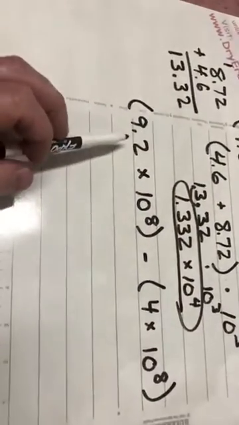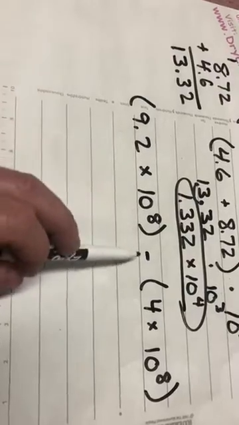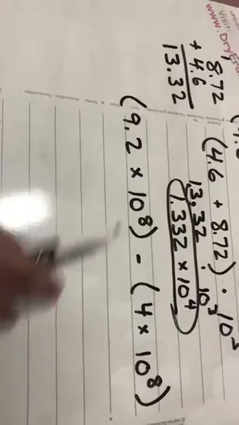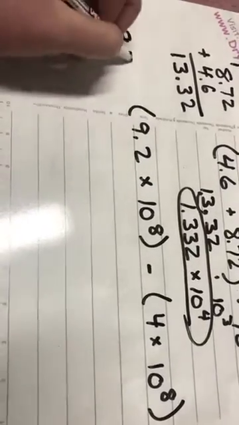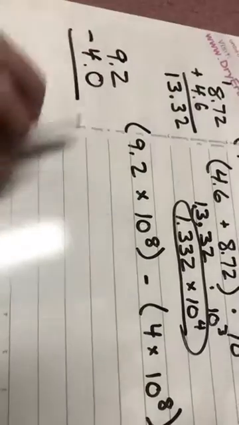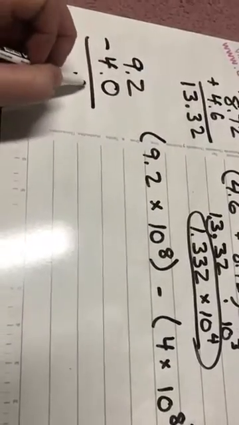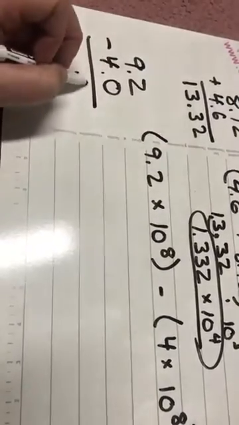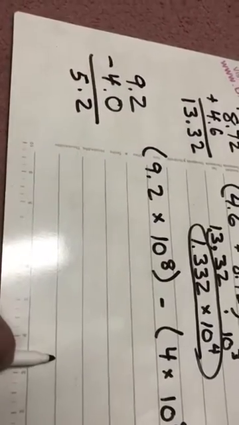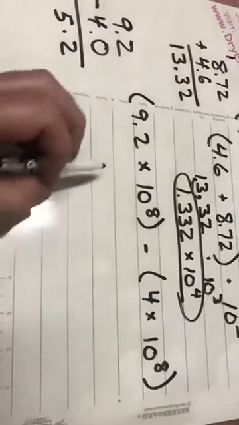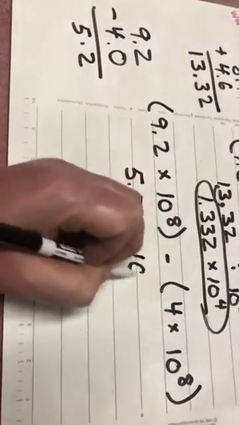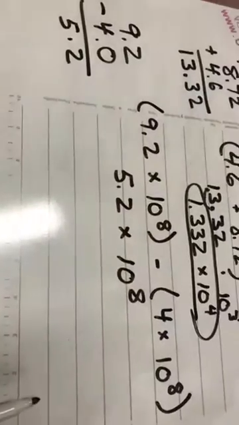Subtraction works the same way. 9.2 times 10 to the power of 8 minus 4 times 10 to the power of 8. I'm just going to do 9.2 minus 4. Of course, we know that that 4 is like 4.0. So drop my decimal straight down. 2 minus 0 is 2. 9 minus 4 is 5. 5.2. All right, so I end up with 5.2 times 10 to the power of 8.